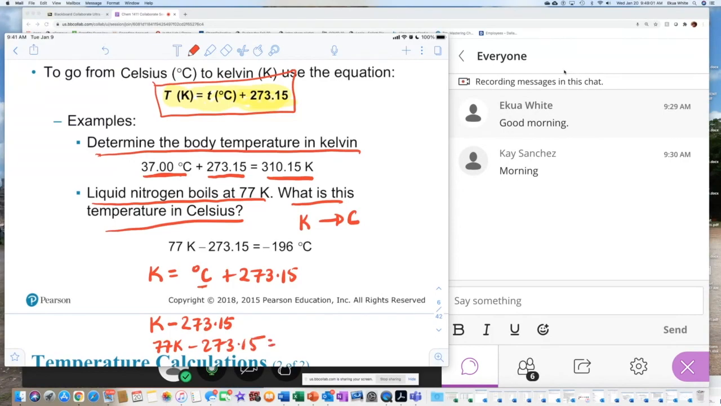I'm plugging this into my calculator: 77 minus 273.15, and I end up with negative 196.15 degrees Celsius. They rounded, but we're still learning this process, so I don't want to talk about rounding up or down until we learn the significant figure rules. I want to apply that in context. We'll talk about that down the road. Any questions about what we've covered so far?